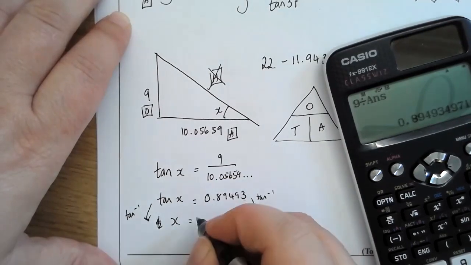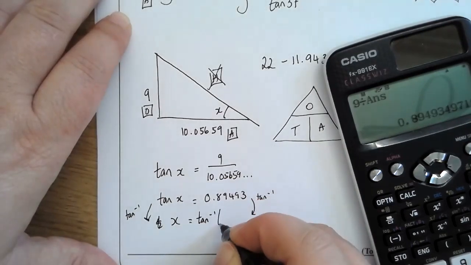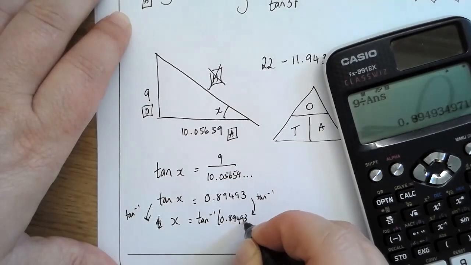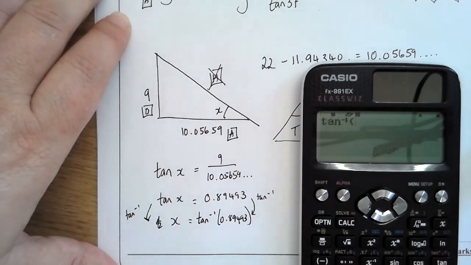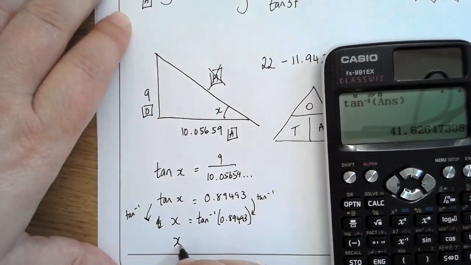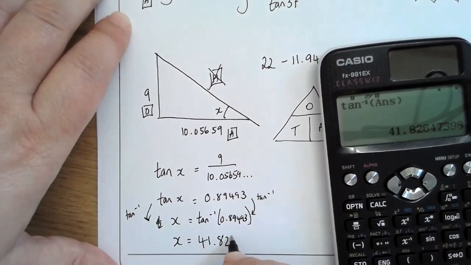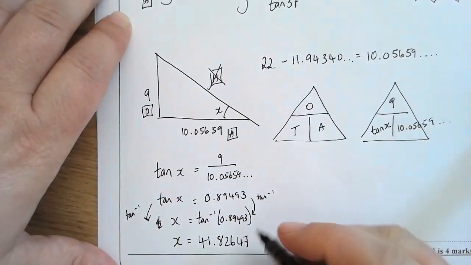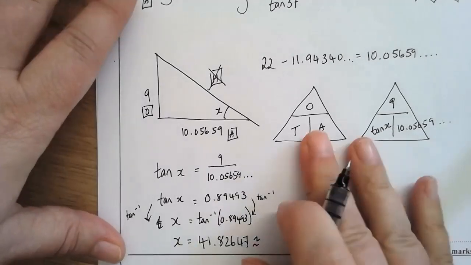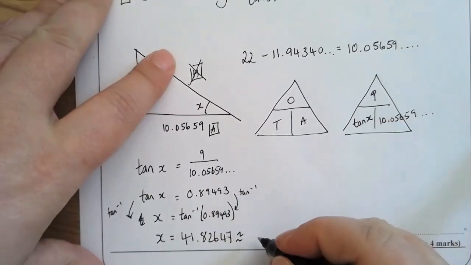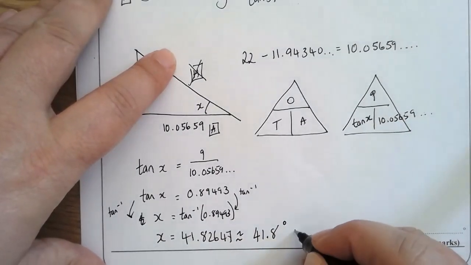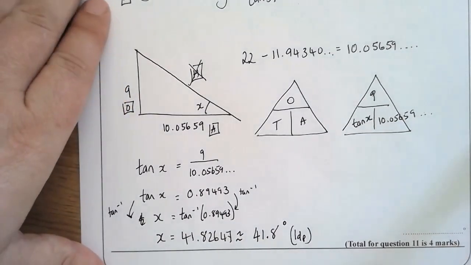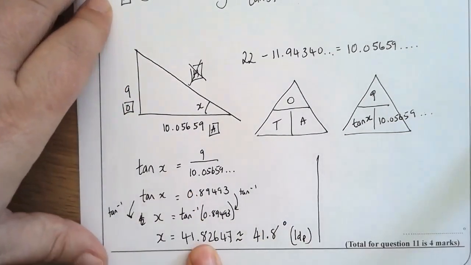So X equals, and actually what we're going to put into our calculator is, which is that there. So we do shift tan, then we use the answer button, and we'll get this number here. So X equals 41.82647, and that is rounded to, it says in the question, 1 decimal place. 41.8. What are we doing? Angles with degrees, and this is to 1 decimal place.